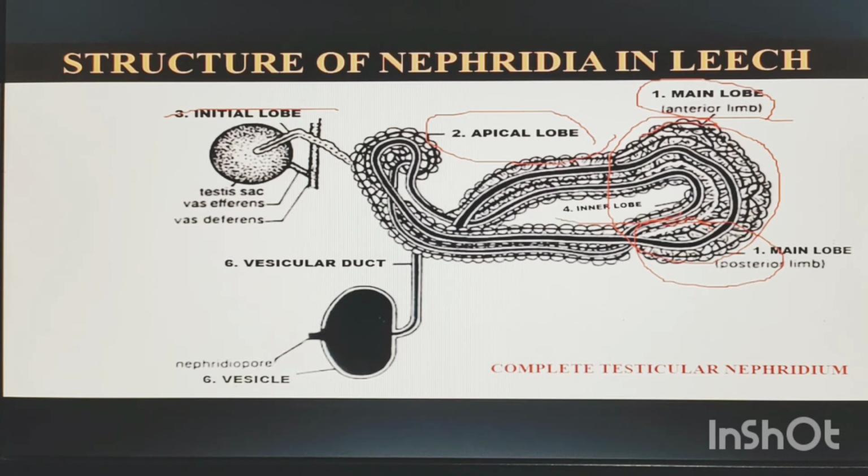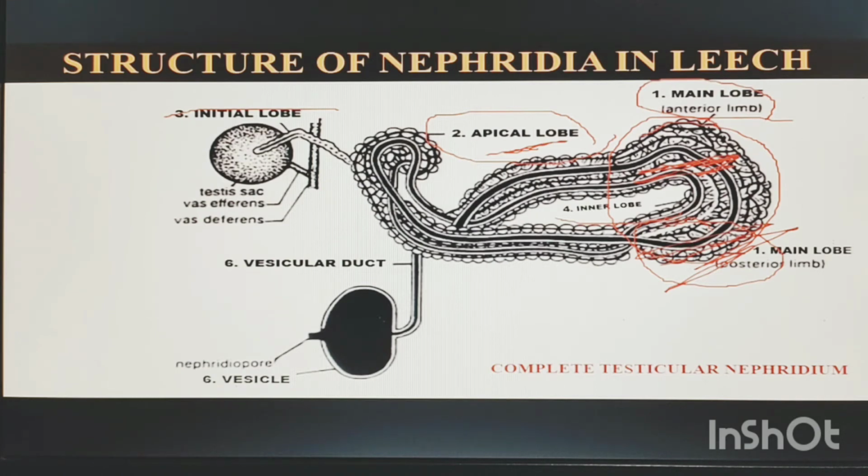So, what is main lobe? The main lobe is the main part of nephridia and has two unequal limbs, anterior and posterior. Upper part is anterior limb and lower part is posterior limb. The anterior limb is larger and the two limbs together form the horseshoe-shaped structure. Second part is apical lobe. The posterior limb of main lobe passes forward to form an apical lobe.